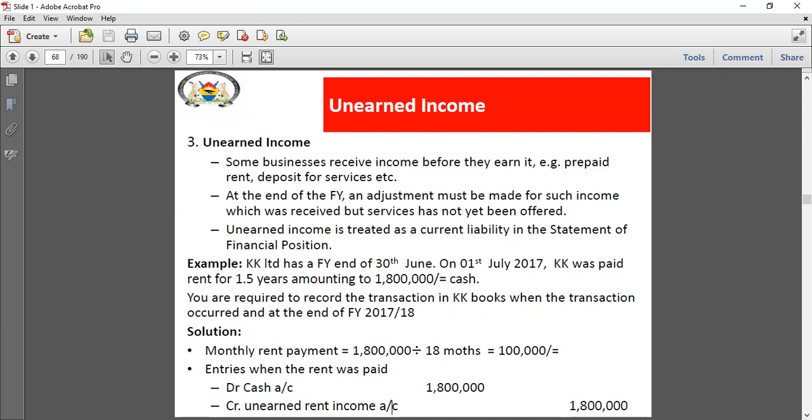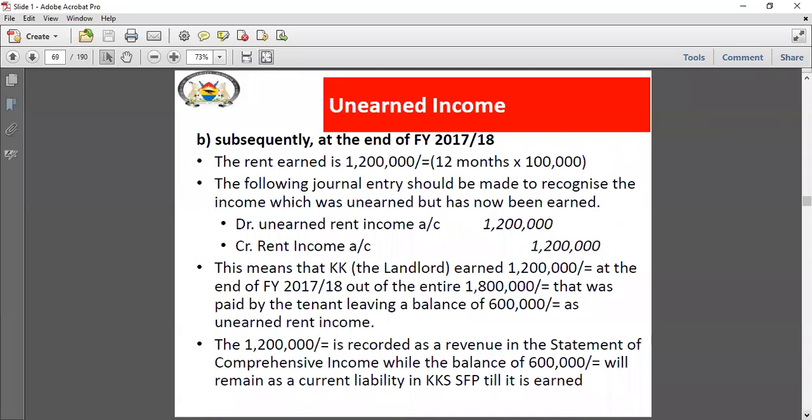Okay, so what happens at the end of the financial year, we shall go ahead to recognize the rent that relates to the 12 months. You get it? Which will be the 12 months times the 100,000. And then we shall go ahead to now remove this 1.2 from unearned income, because now we've earned it, and include it under our rent income, and recognize it and include it under our rent income.